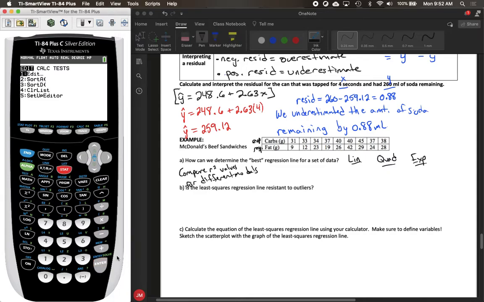So we're going to put all that information into our stat menu. Press stat, choose edit, put all of your carb information in list 1, and all of your fat information into list 2.